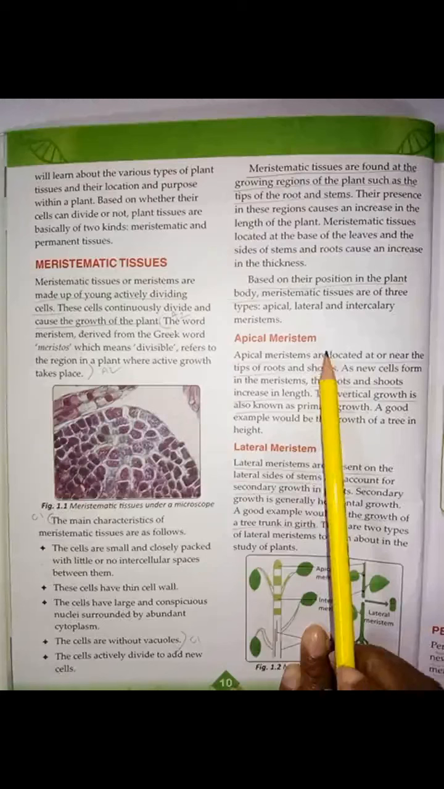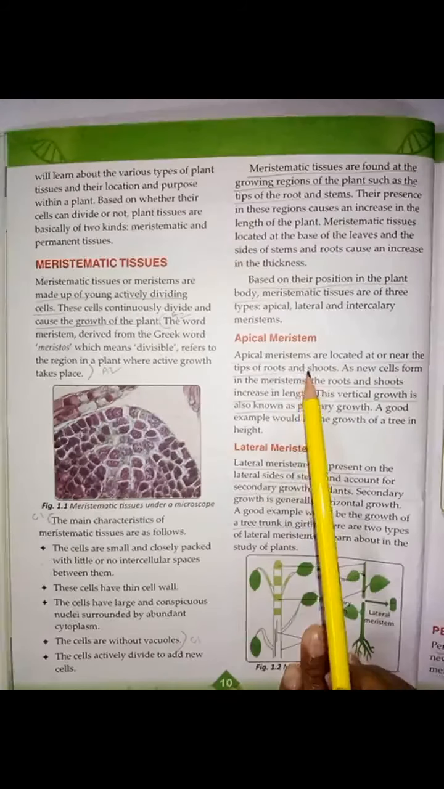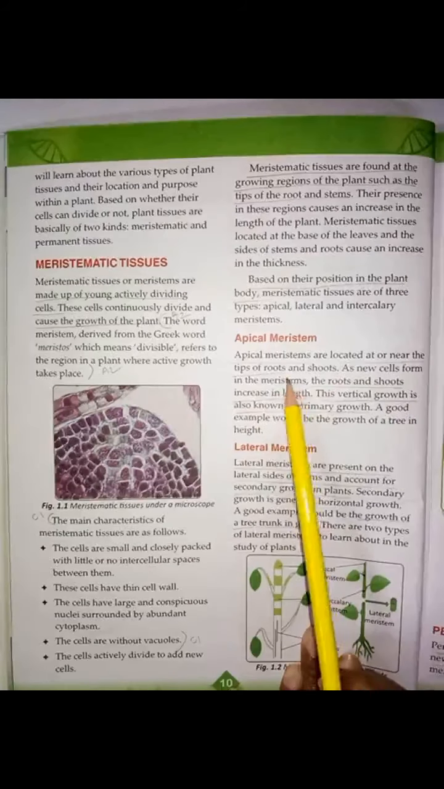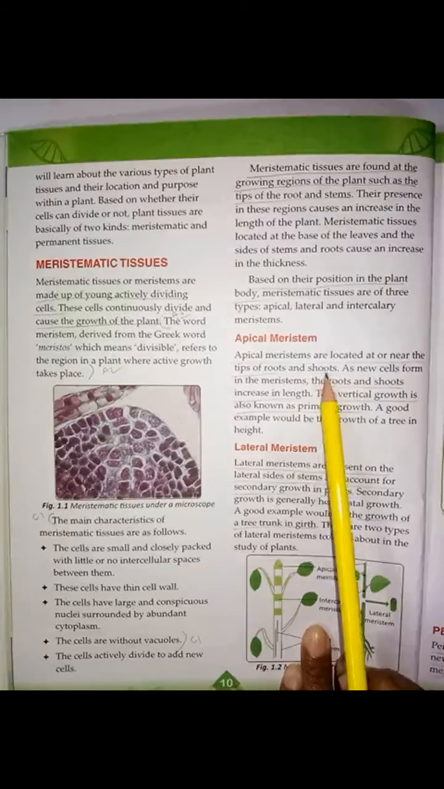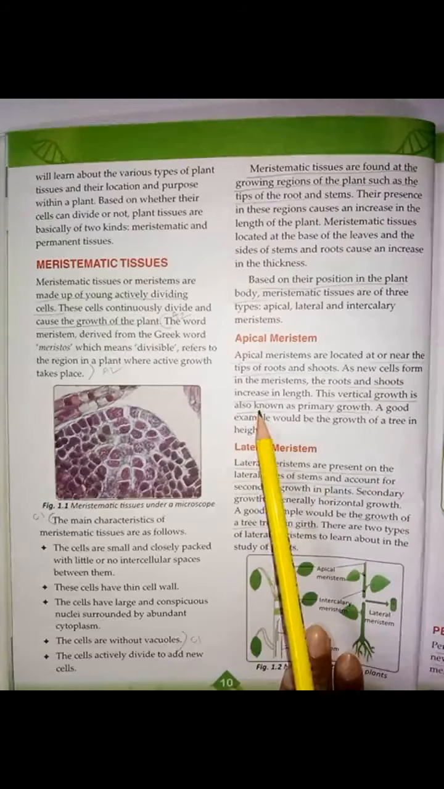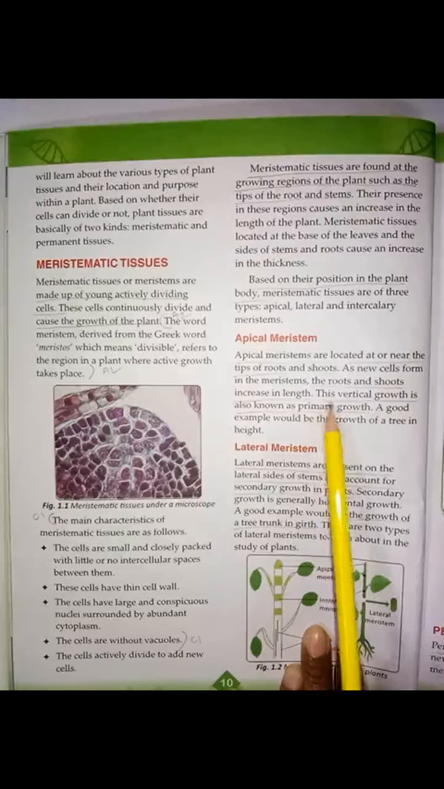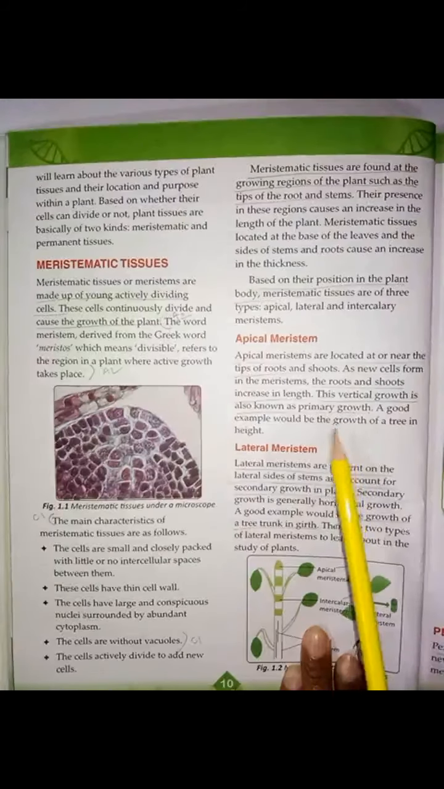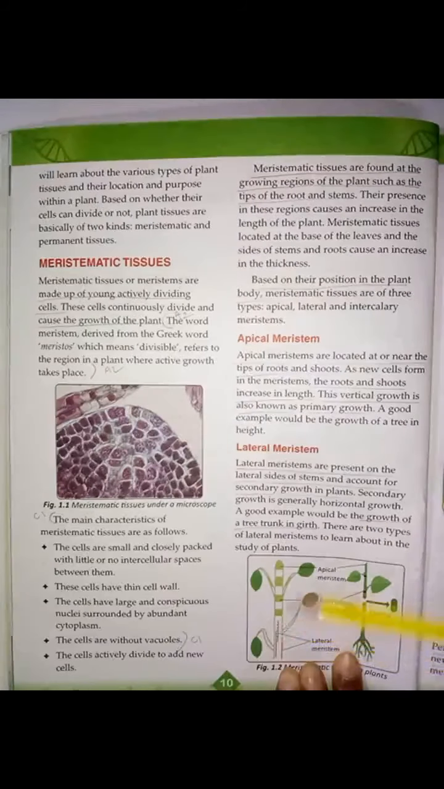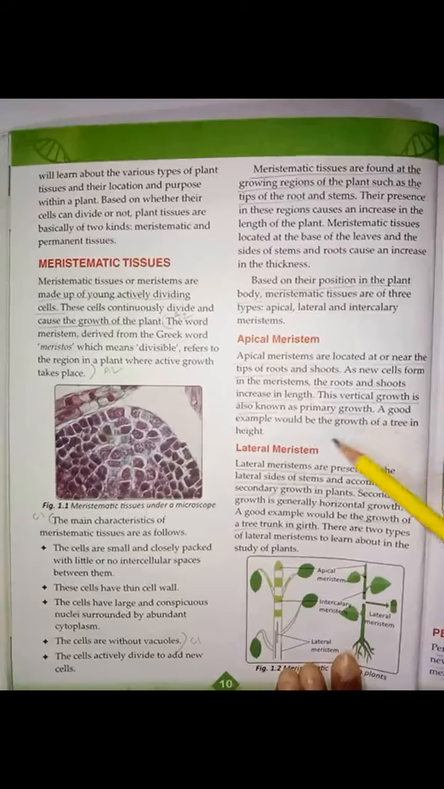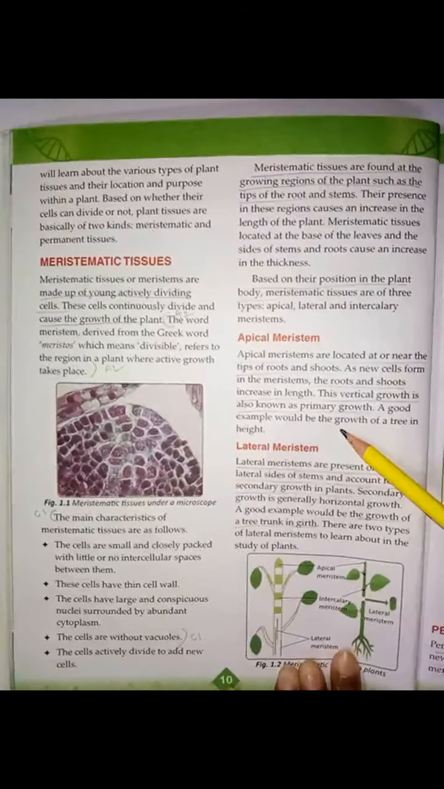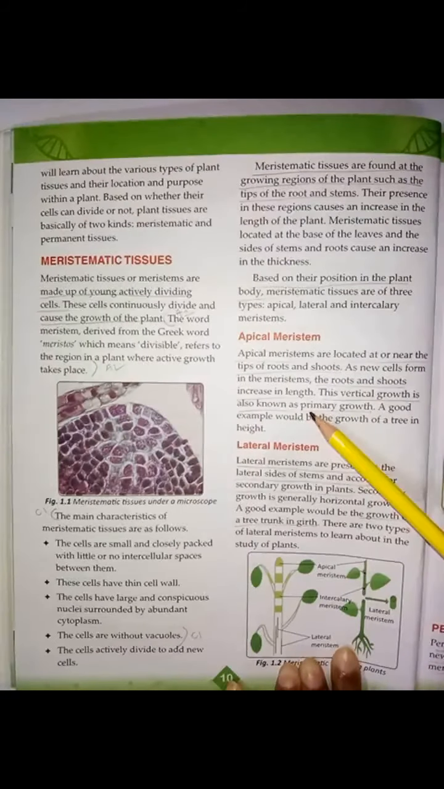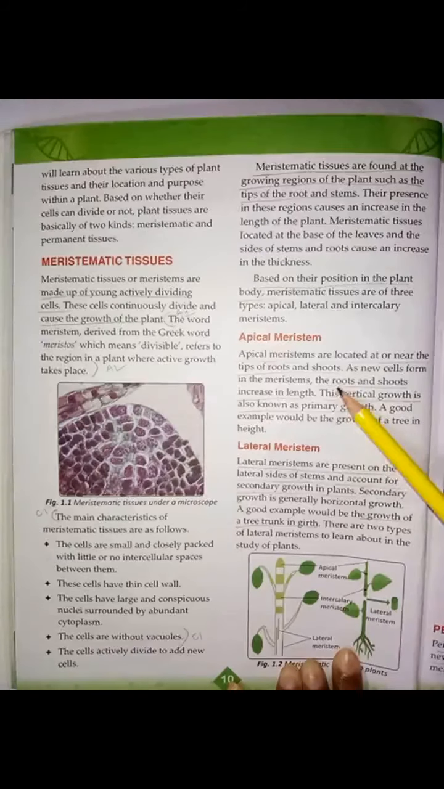First we will learn about apical meristematic tissue. Apical meristematic tissues are located near the tips of roots and shoots. So they are basically found on the tips of the roots and the shoots. The roots and shoots, you have seen, continuously increase in their length. This vertical growth is also known as primary growth, and this increase of the length of the plant upwards and downwards is known as primary growth. And the example for this is the growth in the height of the tree. This is the example. So apical meristems are basically responsible for the growth of the roots and shoots in their height.